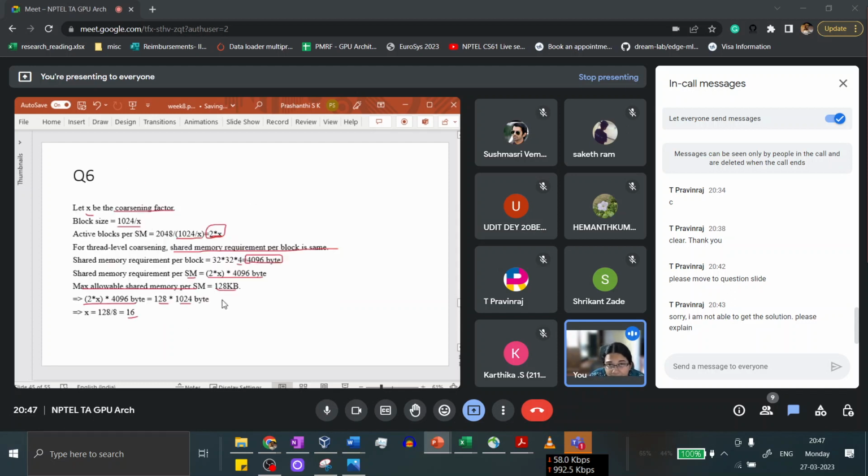This is a very long solution, so I'll pause here for 1 minute. And I think we didn't go through thread coarsening today. So if you feel you don't understand thread level coarsening very well, or some of these things like shared memory requirement per block being the same, feel free to say that also. We can talk about thread level coarsening and block level coarsening in the next class and go through these questions again. I'm fine doing that. The assignments might be over, but it will at least help you for your final exam.